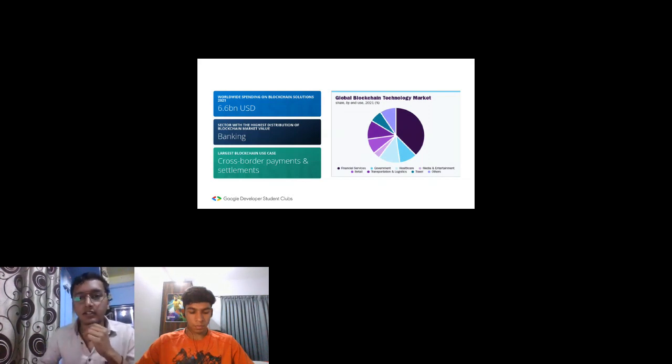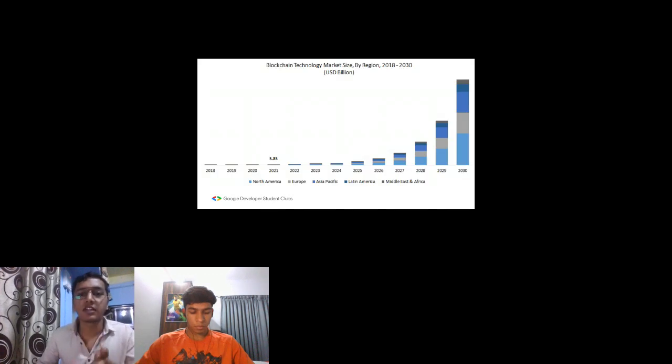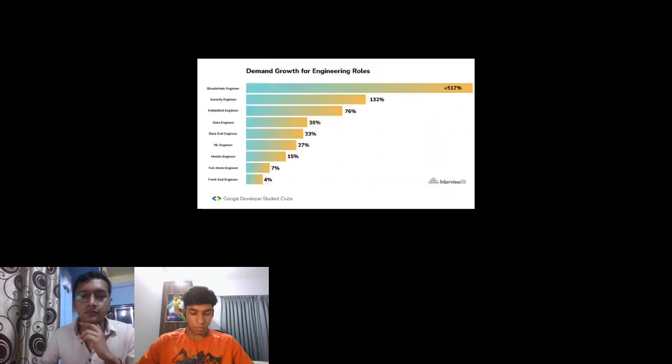Now, the global blockchain technology market share. Financial services has the highest share in blockchain technology usage, and even government is using blockchain technology. Blockchain technology market size: see where it started in 2018 and where it is predicted to go by 2030. Demand growth for engineering roles: blockchain has shown a 500% plus growth rate.